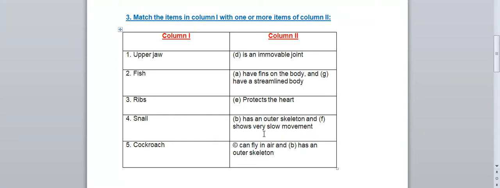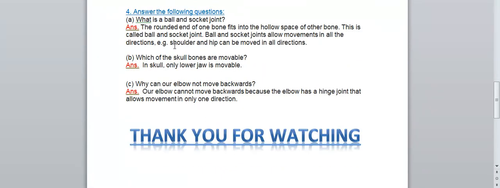When they will move, they have very slow movement. Cockroach can fly in air, and they also have an outer skeleton. Okay, cockroaches can fly in air, right? And they have an outer skeleton. Next, we have only three question answers in this chapter. So what are the three question answers? First question is, what is ball and socket joint? So what is a ball and socket joint?